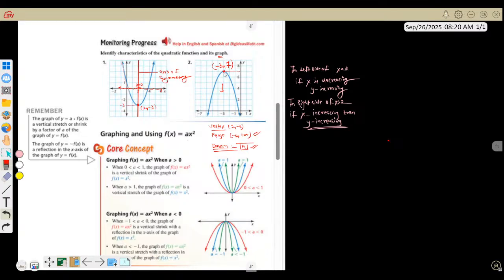And x = 3 is called the axis of symmetry. And in the left side, if x is decreasing, y is decreasing, and in the right side x is increasing, but y is again decreasing. So in both directions y is decreasing, but on the left x is decreasing, while on the right x is increasing.